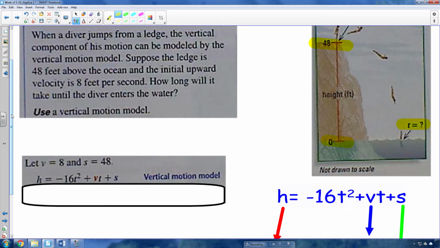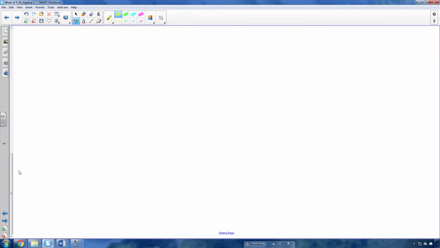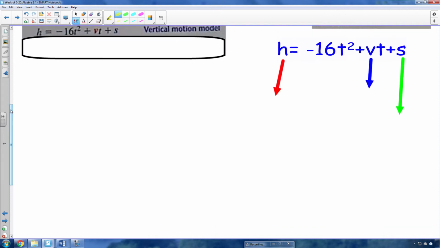So a diver is jumping from a ledge. The vertical component of his motion can be modeled by the vertical motion model, which is a very clear thing that will always tell us in real life. This is not a joke. If this was a real situation, we would find the time he hits the water. If you were at a quarry and you jump from 48 feet exactly, up at 8 feet per second exactly, you would hit the water at exactly this time. This is not a made-up thing. So how long will it take until the diver enters the water? Use a vertical motion model.